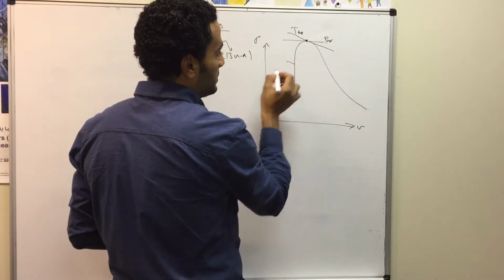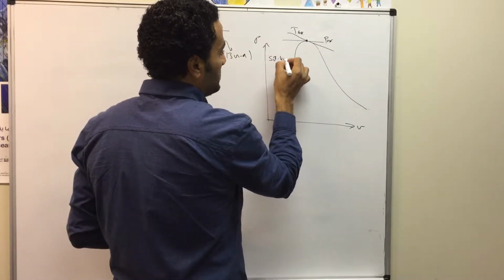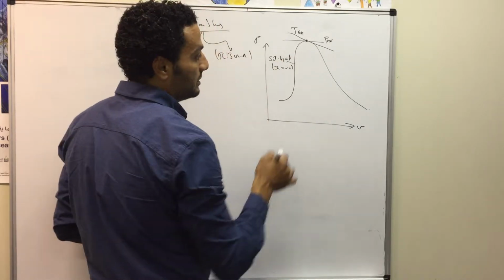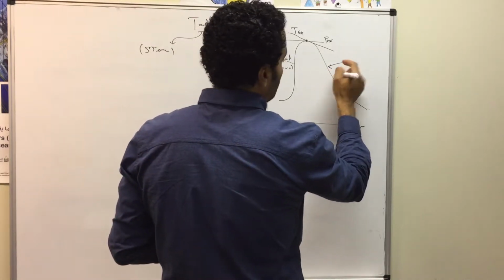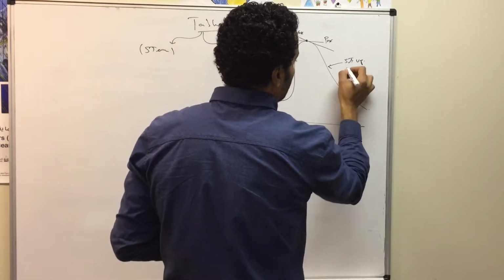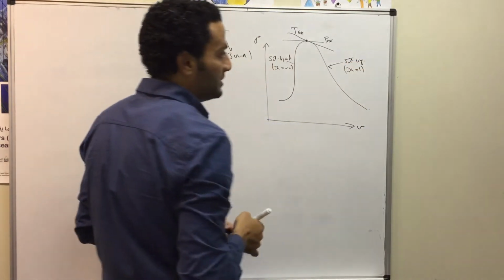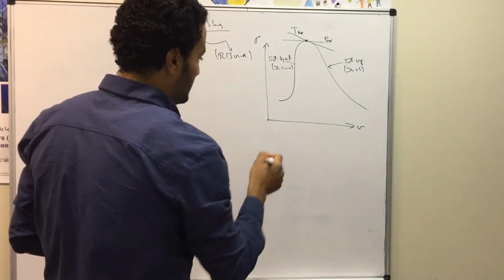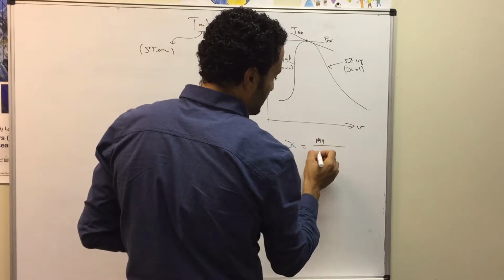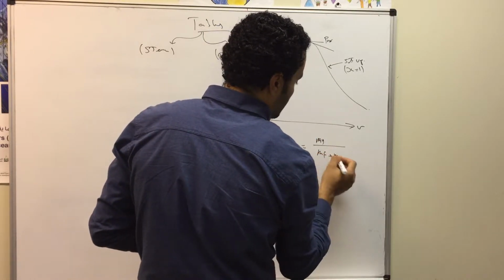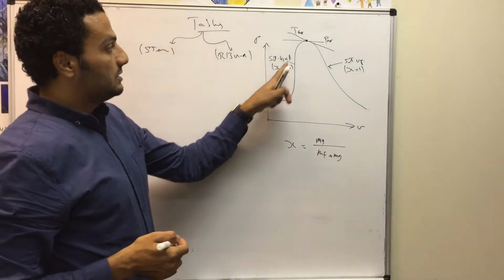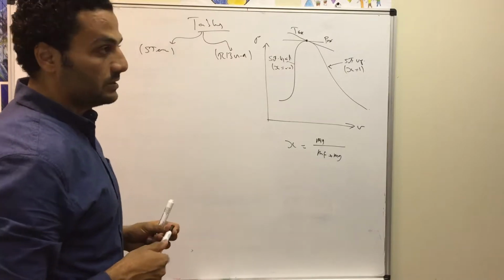At the left-hand side of this curve we have the saturated liquid line, on which the quality is equal to 0, x equals 0. The right-hand side line represents the saturated vapor line, on which the quality of the mixture is equal to 1. The parameter x, or the quality, is the ratio between the mass of vapor, or mass of gas, divided by the total mass, which is mass of liquid plus mass of gas.